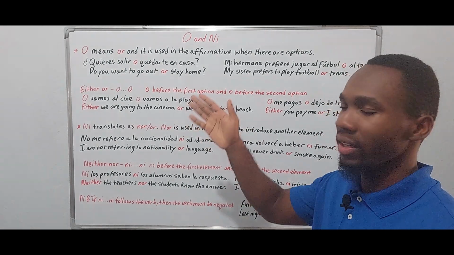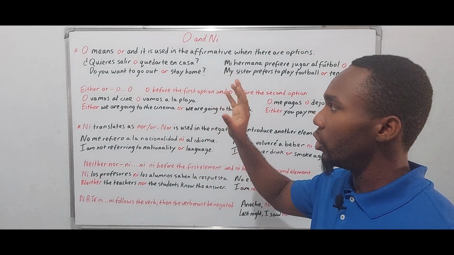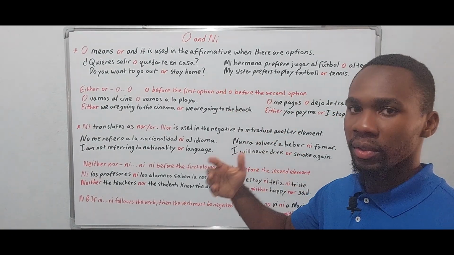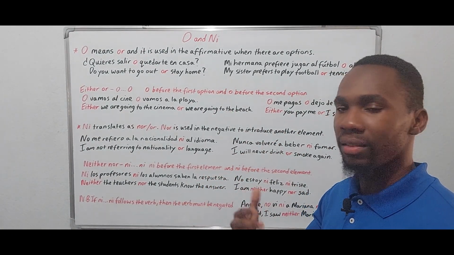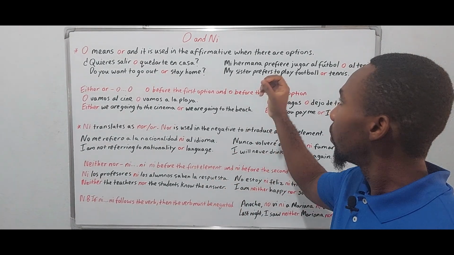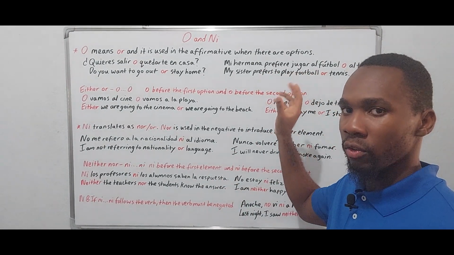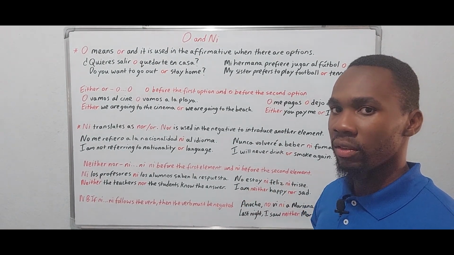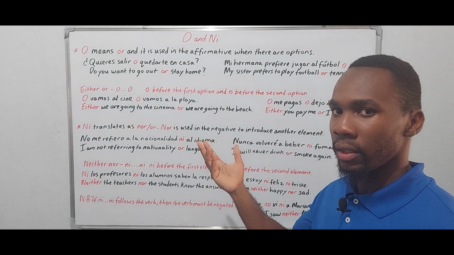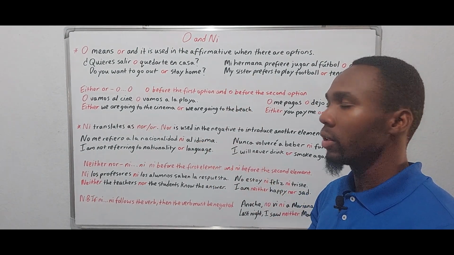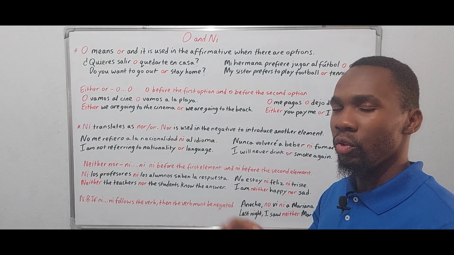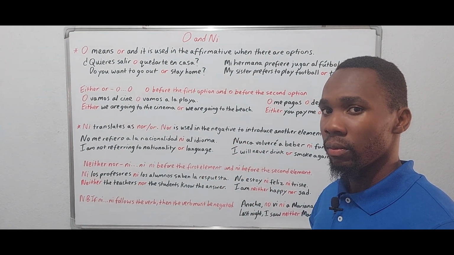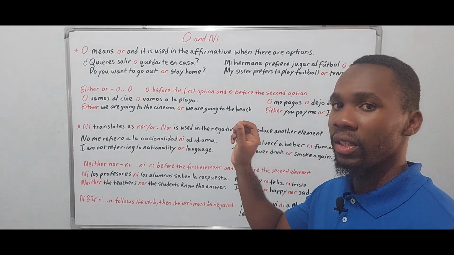As I said, o translates as or. So we use o in the affirmative, meaning positive, meaning that the sentence is not negative, when there are options. So if we want to talk about alternatives or choices, we use o. And in this context, we use the o before the last option, right? So it is, of course, not limited to two.